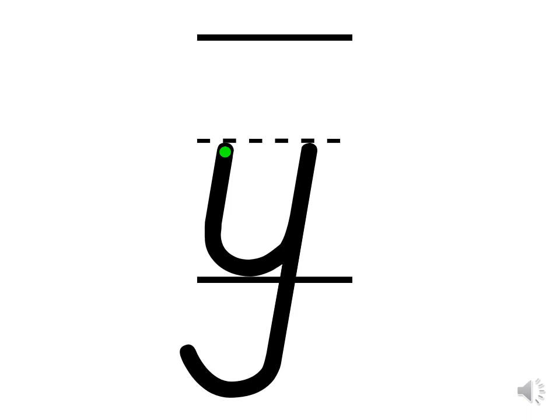Remember, we mustn't add a schwa on the end. So it mustn't be yuh. It must be y, y, y. Y for yogurt. Can you think of any other words with the phoneme y in them? Pause the video and click play when you've thought of some.